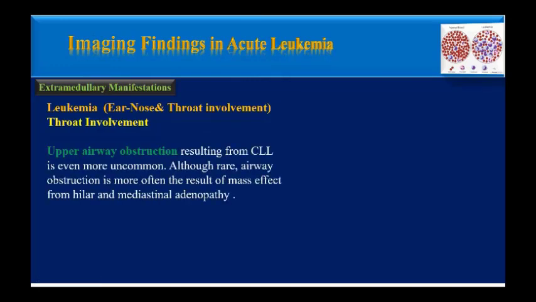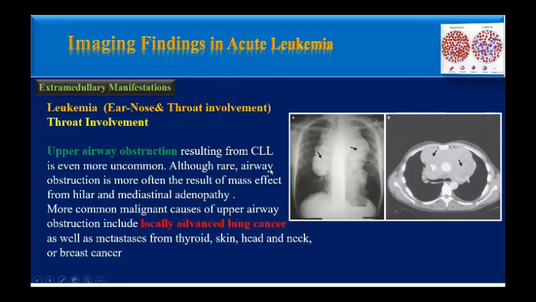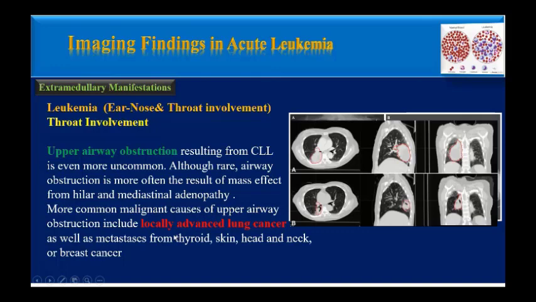Upper airway obstruction resulting from CLL is even more uncommon. Although rare, airway obstruction is more often the result of mass effects from hilar and mediastinal adenopathy. More common malignant causes of upper airway obstruction include locally advanced lung cancer as well as metastasis from thyroid, skin, head and neck, or breast cancer.